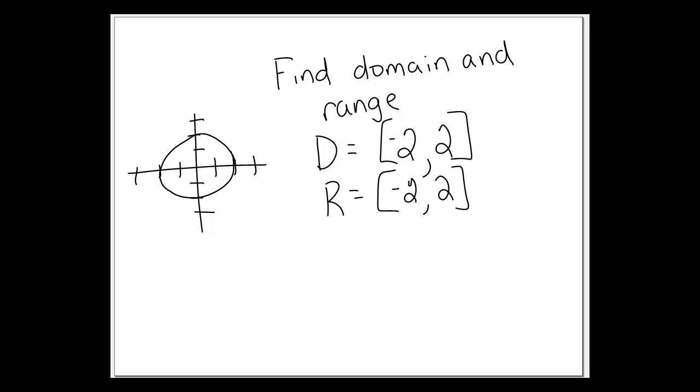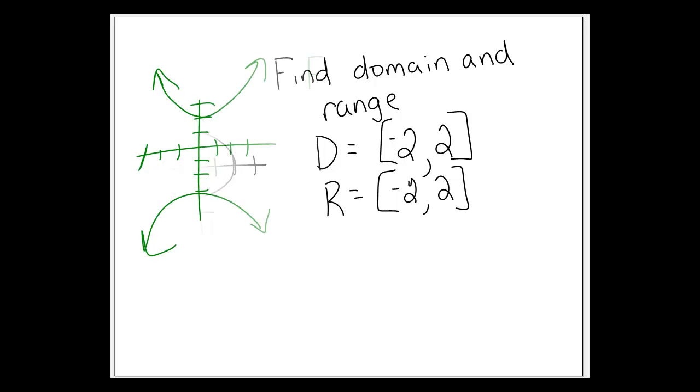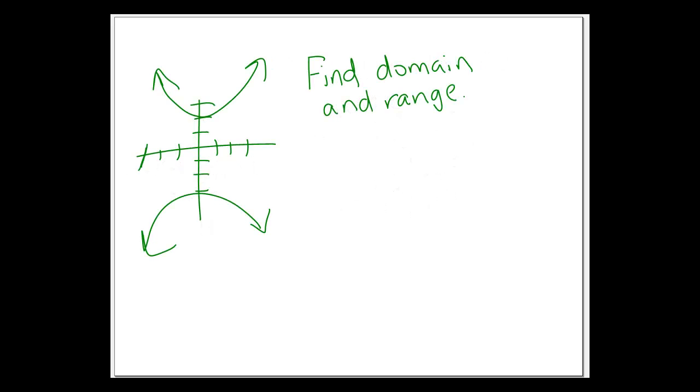Again, it's just a coincidence that the domain and range ended up being the same here. That definitely won't always happen. All right, so for this graph, there are 2 pieces to the graph, and we do need to make sure we're looking at both of them.